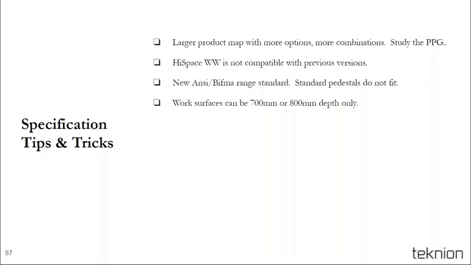Work surfaces right now can be between 700 and 800 millimeters deep. If you need sizes outside of that, it becomes a very complex special and may exclude some componentry. So for the time being, there's only 2 work surface depths, 700 millimeters and 800 millimeters. The normal widths that you're used to apply, 1200 to 1800.